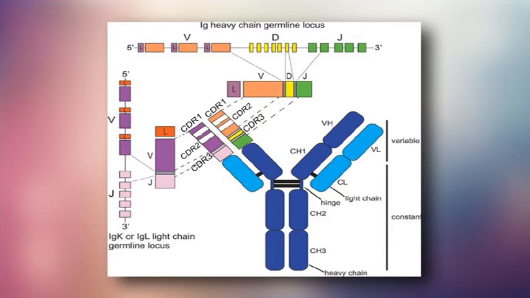The constant region of the light chain, CL, has the same number of amino acids as that of VL, but the heavy chain constant region or CH is 3 to 4 times longer, 330 or 440 amino acids depending on the class of the antibody molecule.